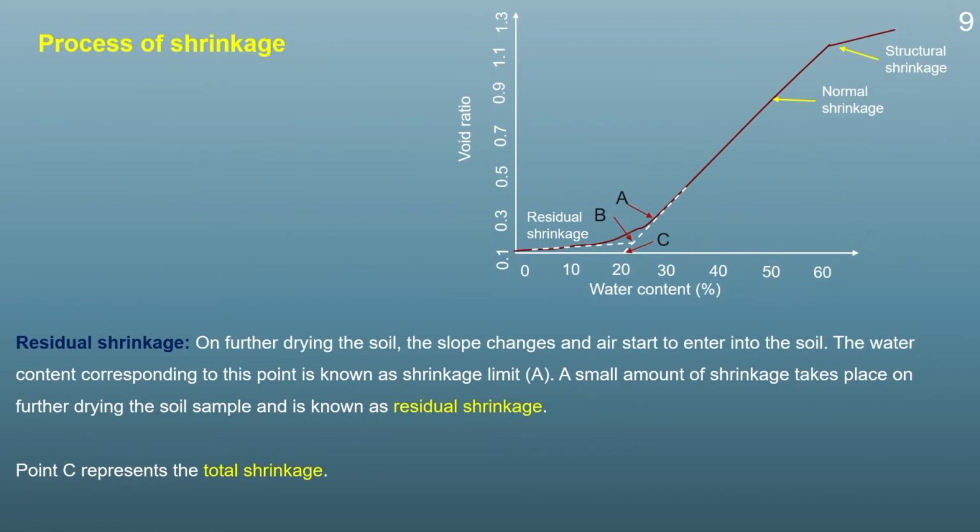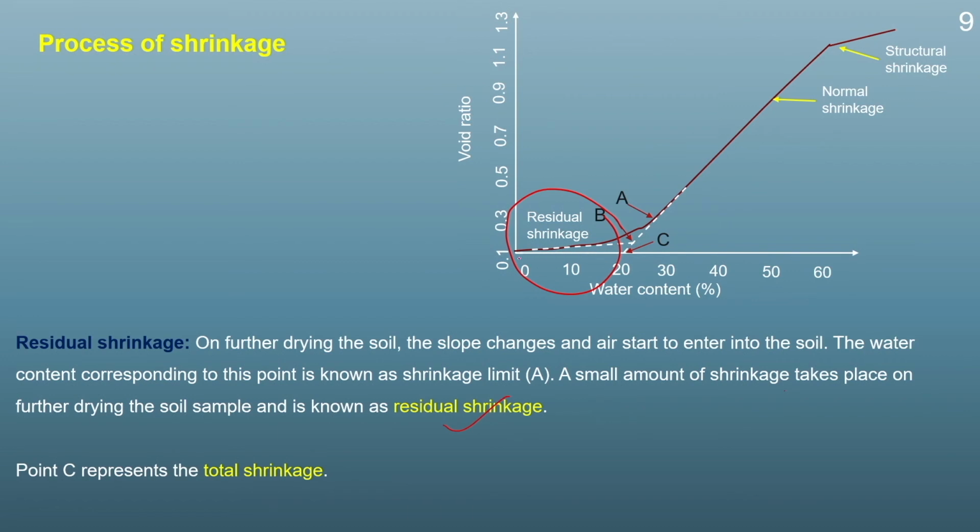The normal shrinkage will then be followed by a residual shrinkage. In residual shrinkage, air starts to enter the soil and the volume remains fairly constant at this point, and the unsaturation of the soil also takes place at this point. The amount of shrinkage in this portion will be quite less, and a small amount of shrinkage takes place on further drying. This portion is known as the residual shrinkage.